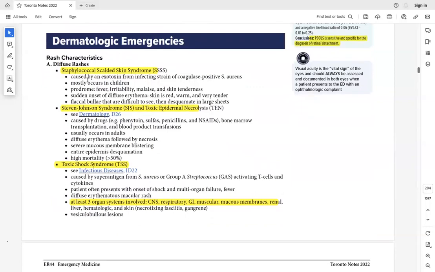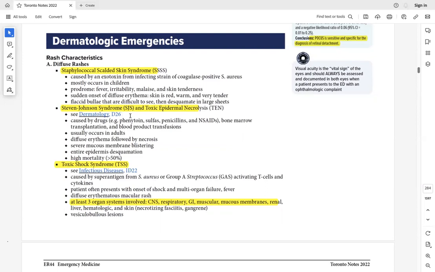Then for dermatological emergencies, all of these, the treatment is almost the same. The staphylococcal scalded skin syndrome: do take out the pictures and look at them, okay? What is it? It is caused by coagulase positive Staphylococcus aureus. Mostly it occurs in children: fever, irritability, malaise, skin tenderness, and there will be flaccid bullae, okay? That desquamate in large sheets.